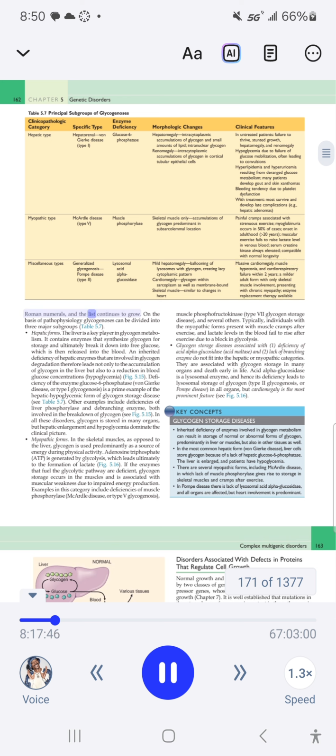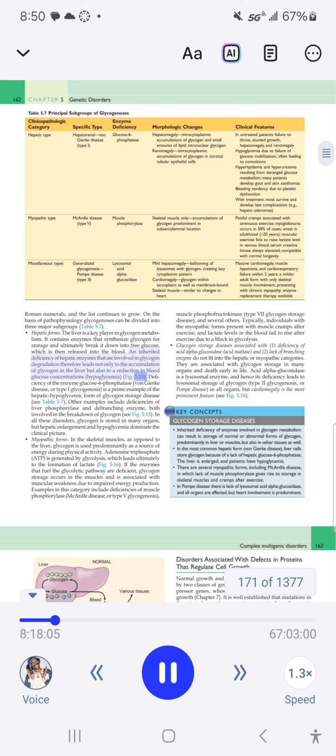Roman numerals, and the list continues to grow. On the basis of pathophysiology, glycogenosis can be divided into 3 major subgroups, Table 5.7. Hepatic forms. The liver is a key player in glycogen metabolism. It contains enzymes that synthesize glycogen for storage and ultimately break it down into free glucose, which is then released into the blood. An inherited deficiency of hepatic enzymes that are involved in glycogen degradation therefore leads not only to the accumulation of glycogen in the liver, but also to a reduction in blood glucose concentrations, hypoglycemia.